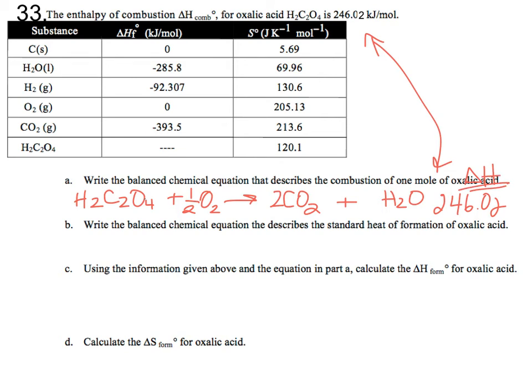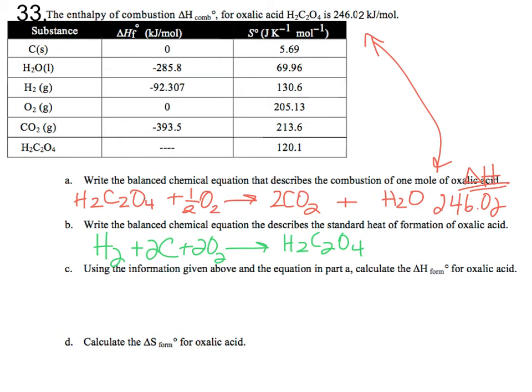Part B says write a balanced chemical equation describing the standard heat of formation. So heat of formation is forming 1 mole. We're going to form 1 mole of oxalic acid from its elements. So we have 2 H's, H2, 2 C's, that's not a diatomic, and we have oxygen, 4 of them, so we need 2 O2s, and that is a heat of formation reaction.